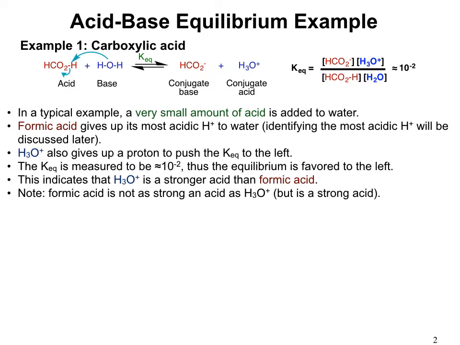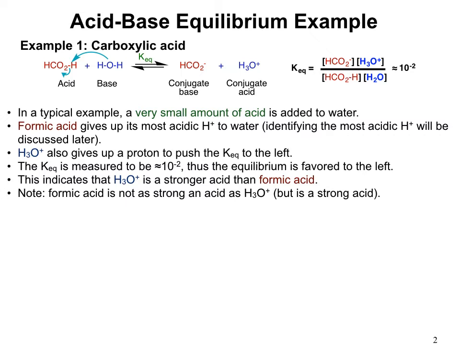H3O plus also gives up a proton on the right side. It tries to give up a proton to go to the left side. In this particular case, H3O plus is winning out because KEQ is 10 to the minus 2. So actually, the components on the left side are going to be favored. Water, H3O plus, is giving up its proton, and that part is winning out. The KEQ of this reaction, 10 to the minus 2, is slightly favored to the left.